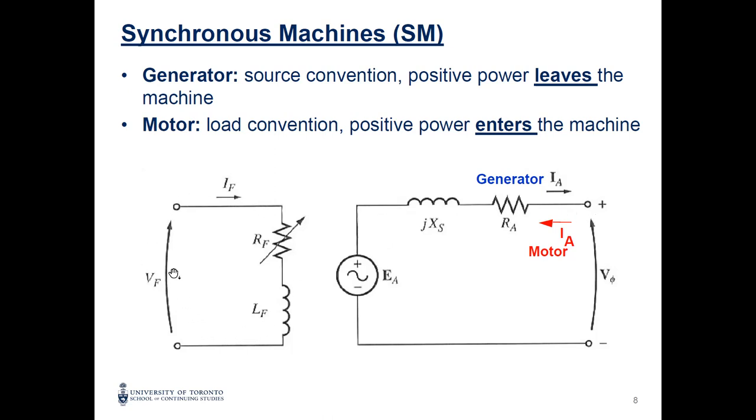We have the field, which is DC, so VF is DC, and we have the current IF. There is a relationship between the current IF and the E. This is similar to the magnetization curve, or sometimes we call it the open circuit voltage versus the field current. And this is a very important relationship between the E and IF. Yes, I can see a question.